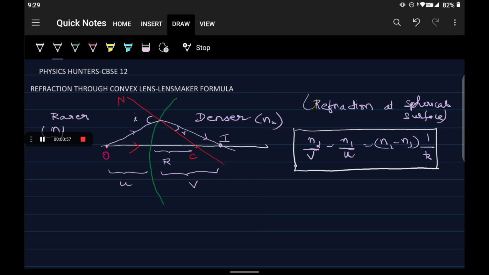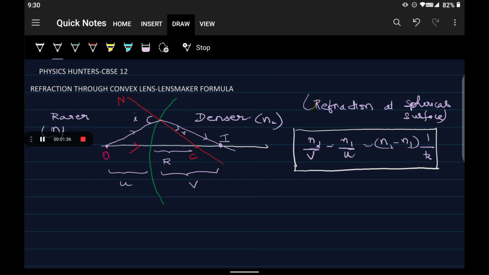So according to this idea, I have derived this relation: N2 by V minus N1 by U is equal to (N2 minus N1) into 1 by R. What is actually here is a convex spherical surface where I have considered a point object and two refracted rays, which form an image at I. U is the object distance, V is the image distance. With respect to the refractive index N1 of the rarer medium and N2 of the denser medium, I have derived the relation N2 by V minus N1 by U is equal to (N2 minus N1) into 1 by R.